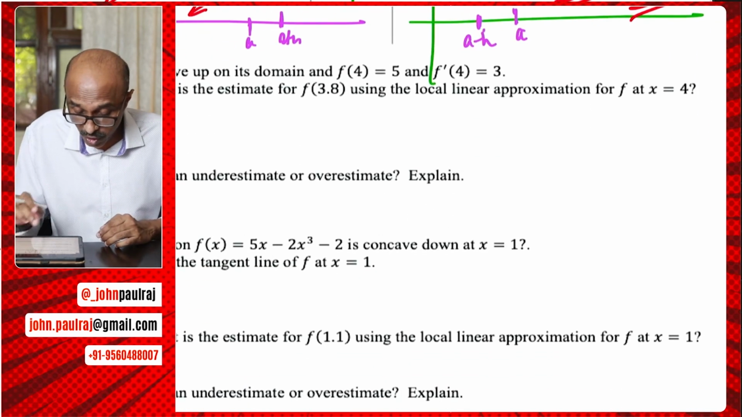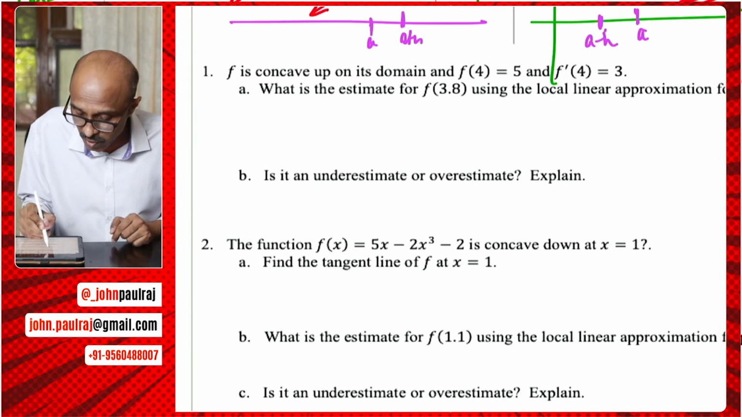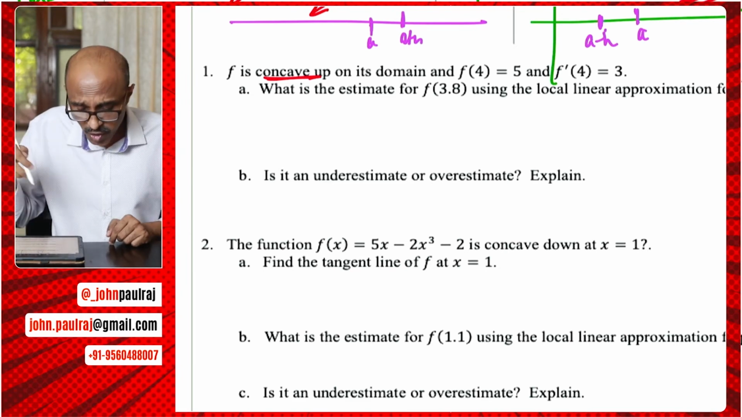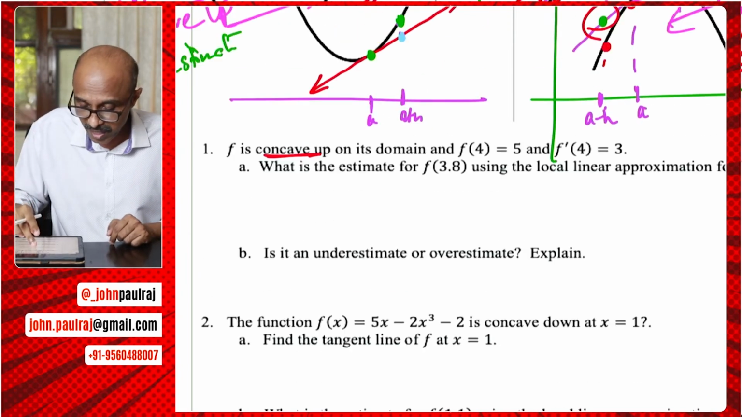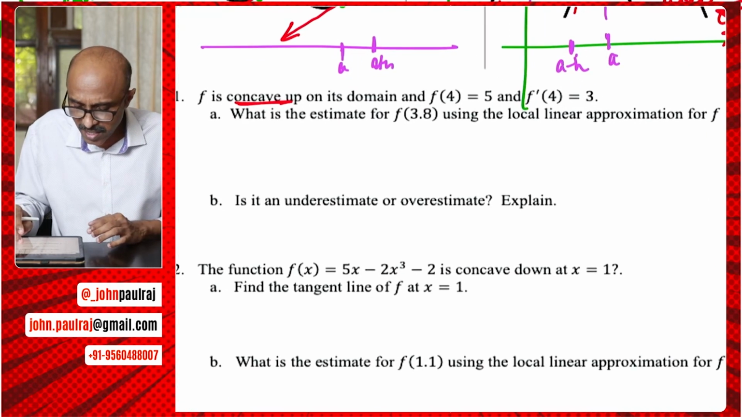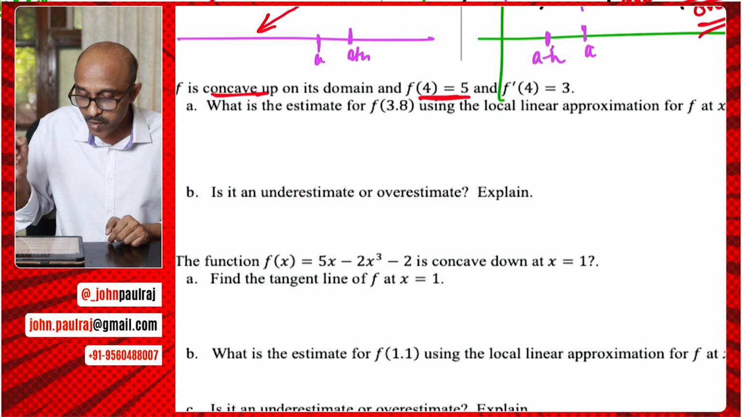All right, here the function is not given. Can you read the question? Okay, it says f is concave up. So they've given you the information that the function is concave up. Clearly, it's going to be an underestimate, okay? I already explained that. So if the function is concave up on its domain, and they've given you some information: f of 4 is equal to 5.